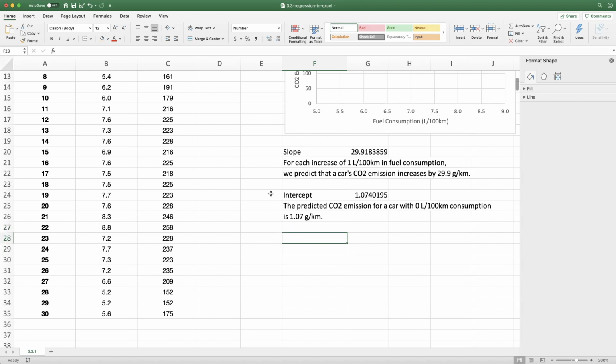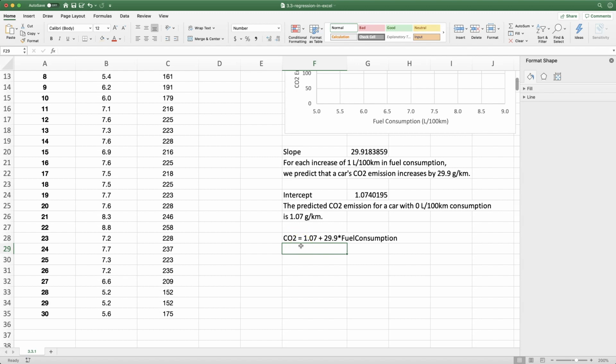CO2 emission can be predicted from fuel consumption by taking 1.07 and adding 29.9 times the fuel consumption. If we want to predict the CO2 emissions for a specific car, we take 1.07 and multiply 29.9 times its fuel consumption and add those together. This is the equation of the line that best fits these data.